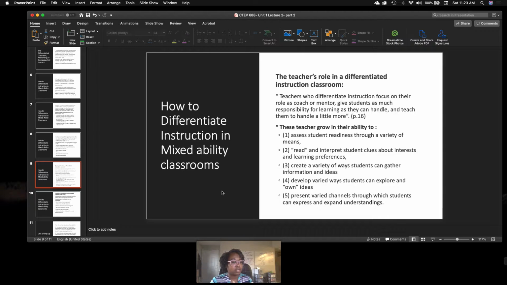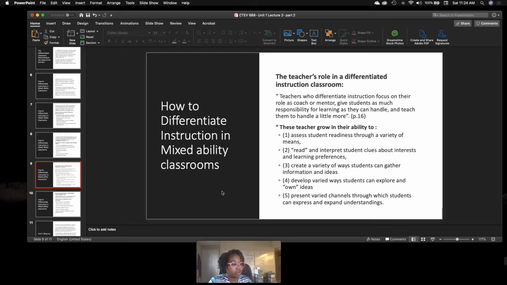Your role in the classroom is very different in a differentiated instruction classroom. That's something I really love that she points out: your role and responsibilities are very different. So when you have the opportunity to read this, make sure you go over this chapter. I'll be going over it myself as I prepare for this next school year. The teacher's role in a differentiated instruction classroom focuses on their role as coach or mentor, gives students as much responsibility for learning as they can handle, and teaches them to handle a little bit more.